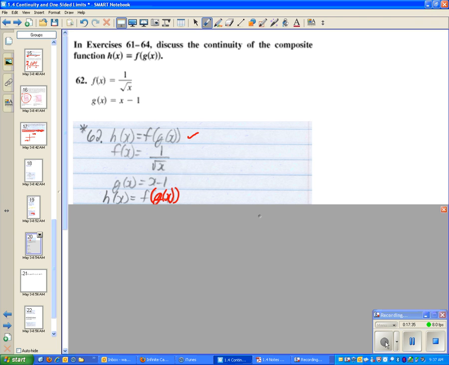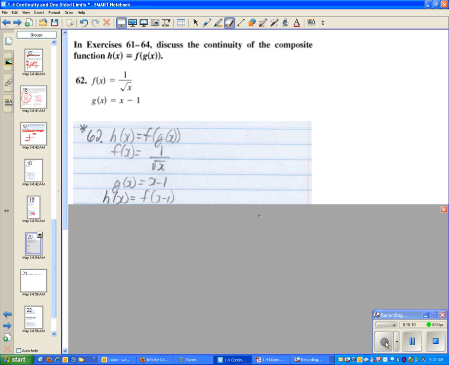What's g of x for this problem? X minus 1. So instead of the g of x that I have written there in red, instead of g of x, I put x minus 1. Okay, I've just rewritten this, putting in x minus 1 for g of x. How do I know I can put in x minus 1 for g of x? It tells me. Okay? All right. Now I need to figure out what f of x minus 1 equals.